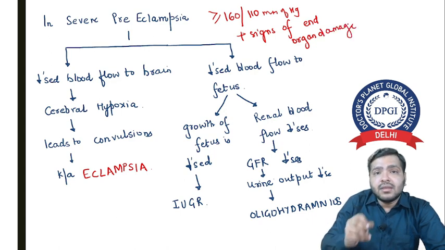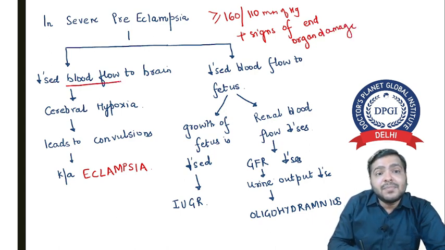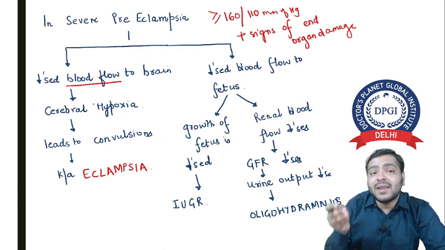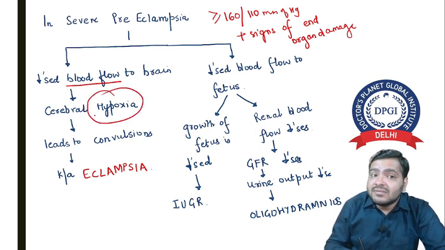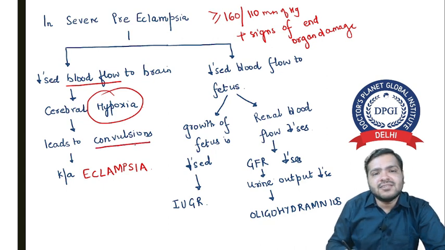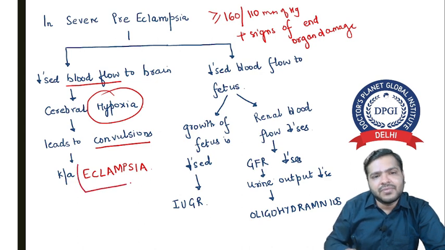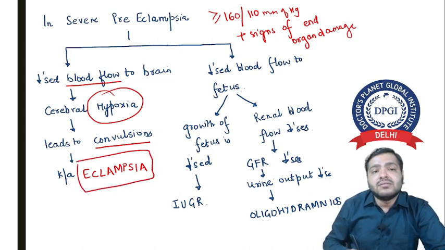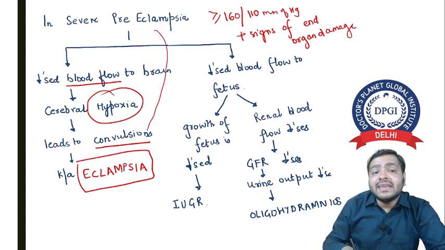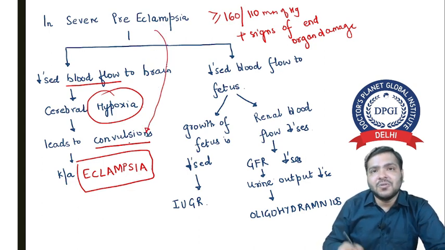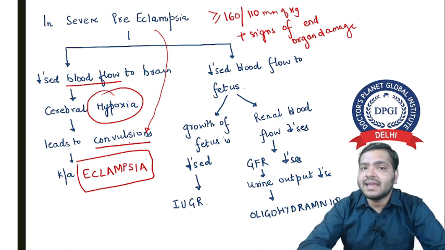Now what happens? There will be decreased blood flow to the brain. If the blood is going less to the brain, the brain will be deprived of oxygen and it can lead to cerebral hypoxia. Now cerebral hypoxia will again lead to convulsions, and this will result in a new disease, that is eclampsia. So preeclampsia can lead to eclampsia. How? I just told you: decreased blood flow to the brain, the brain will be hypoxic, cerebral hypoxia will be there, it will lead to convulsions, and ultimately eclampsia will be there.